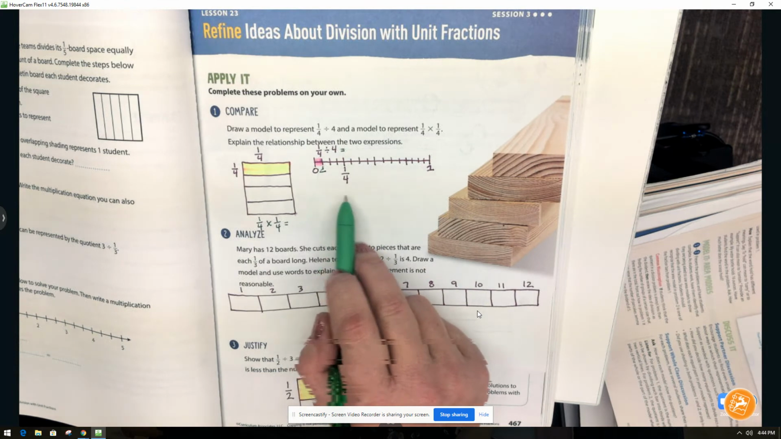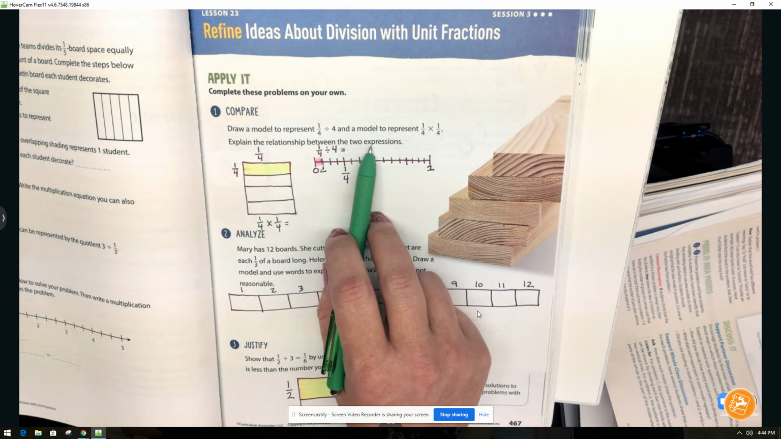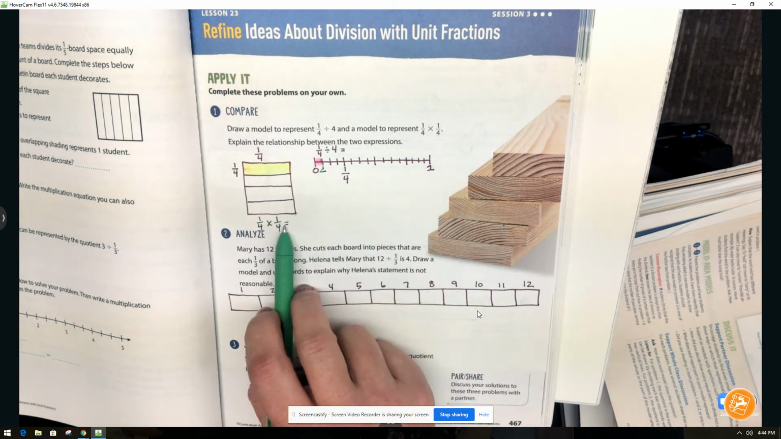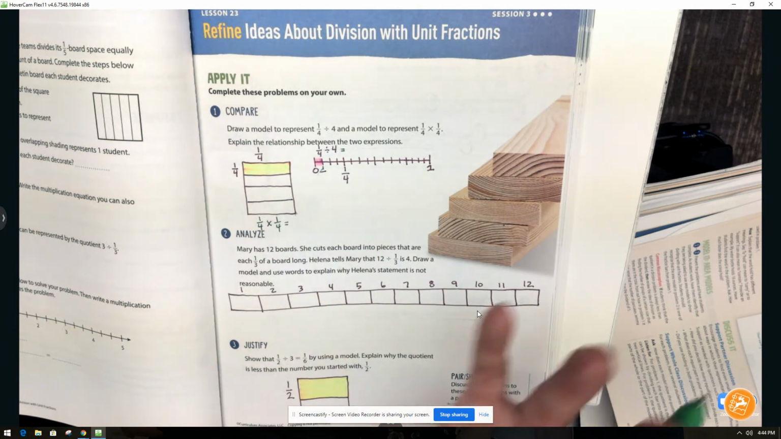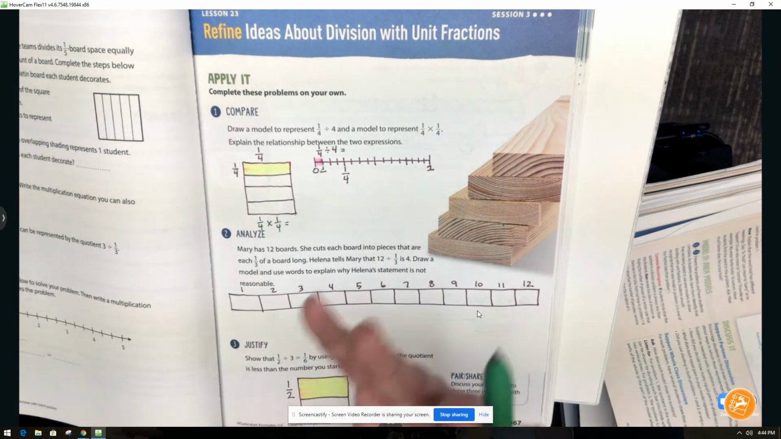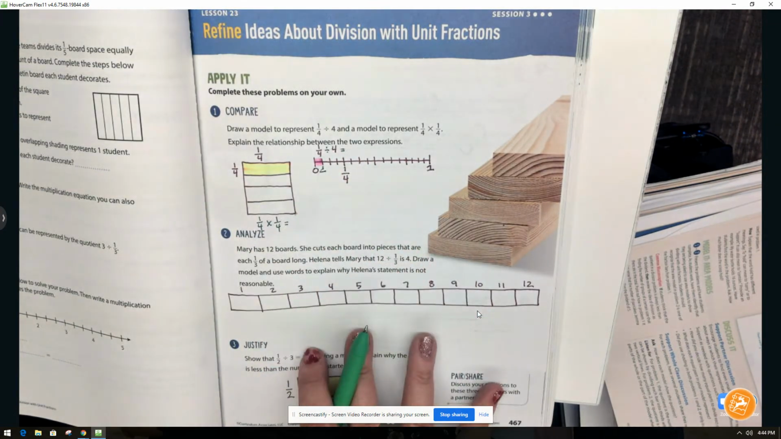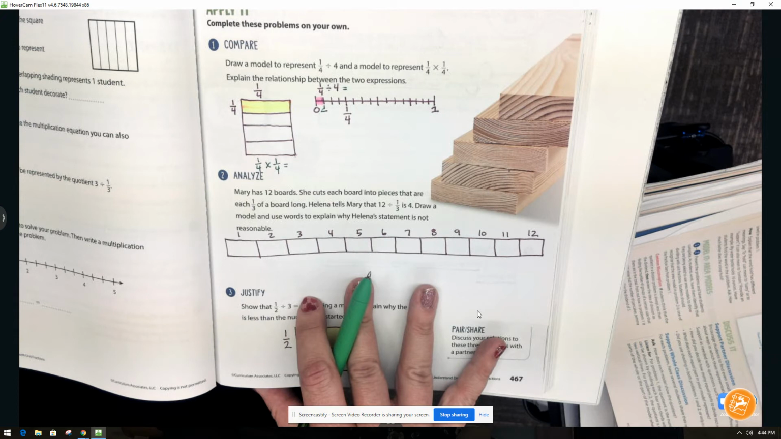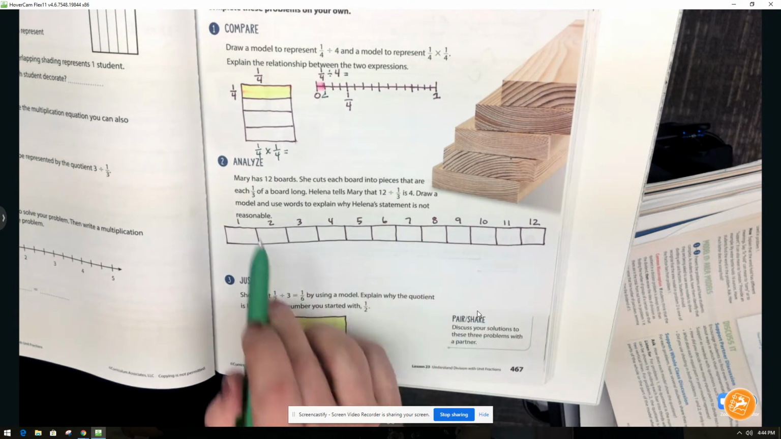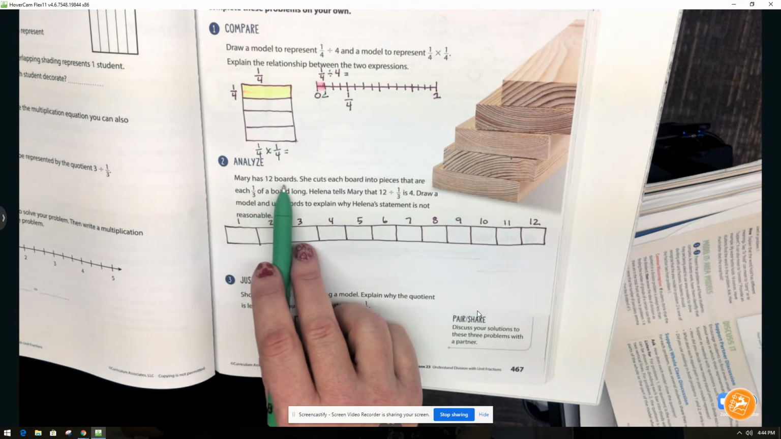And then I want you to explain the relationship between the two expressions. You could just say, do they give you the same product? Is the product the same as the quotient? Do they both show the same amount? Something about that, okay? Number 2, Mary has 12 boards.